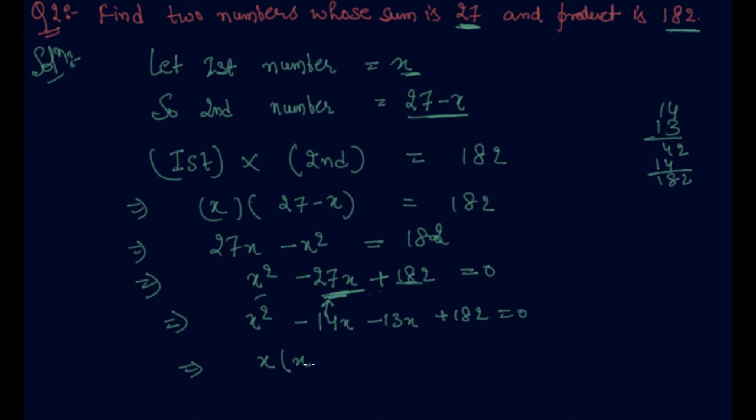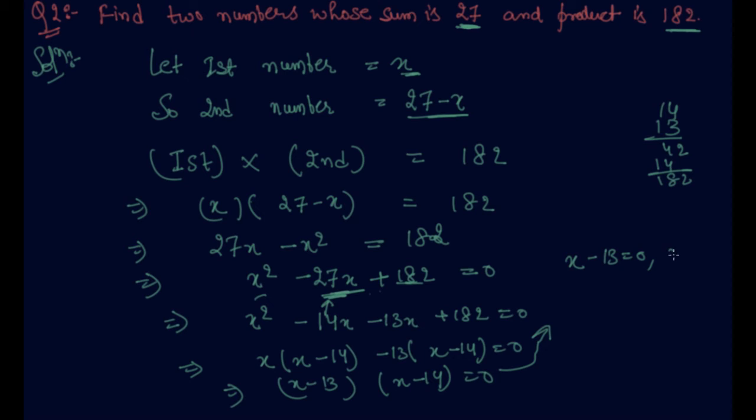So after taking x common in the first two terms and 13 common in the second two terms, we'll get x minus 13 into x minus 14 equals 0. So from here you will get either x minus 13 equals 0 or x minus 14 equals 0. So you will get x equal to 13 and x equal to 14. So x equals 13 or 14. You can cross verify it by putting the value of x in this equation. Okay, so you will check whether this equation holds true or not.